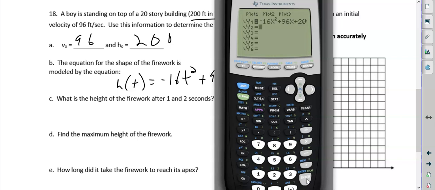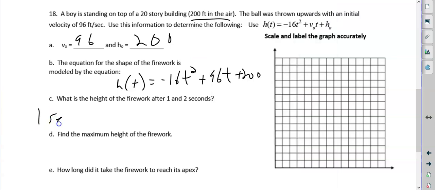All right. So 200 is the y-intercept. That's where it's starting from at 0 seconds. So we're going to graph this, go to the table, sorry, and look at 1 and 2 seconds. Whoops, I'm in the negative zone. So there it is, 0, 200. In 1 second, it's 280, and at 2 seconds, it's 328. So 1 second, 280 feet, and at 2 seconds, 328.